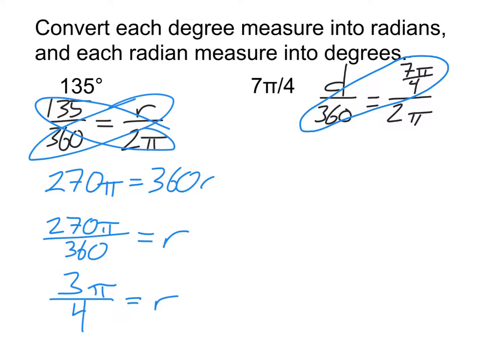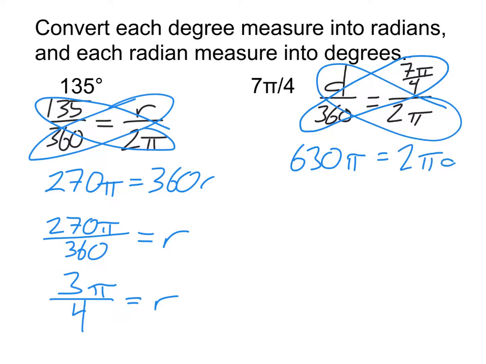Now this is probably a spot where you would probably want your calculator. You don't strictly need it. There's ways to do it without it. Let's go ahead and do that. 360 times 7 divided by 4. And that gives us what? 630. Now, the pi that was in there, it is still there. So it's actually 630 pi. And then I cross multiply the other way, which gives me 2 pi d.